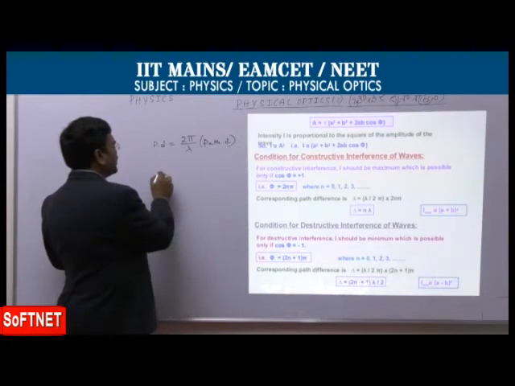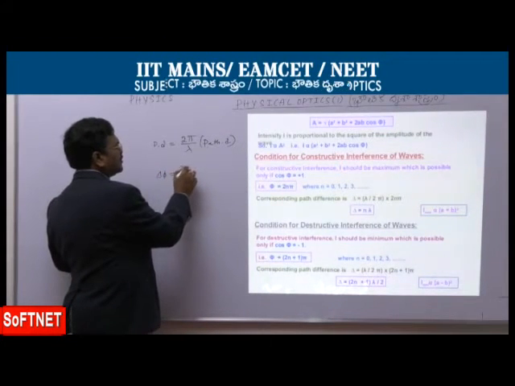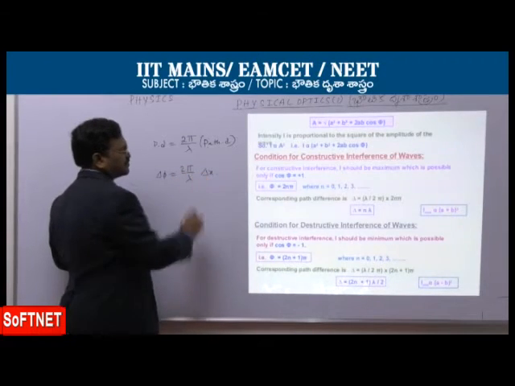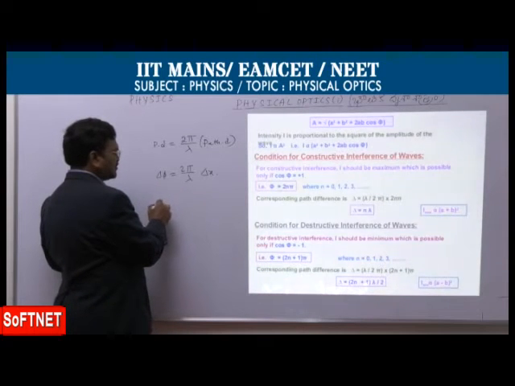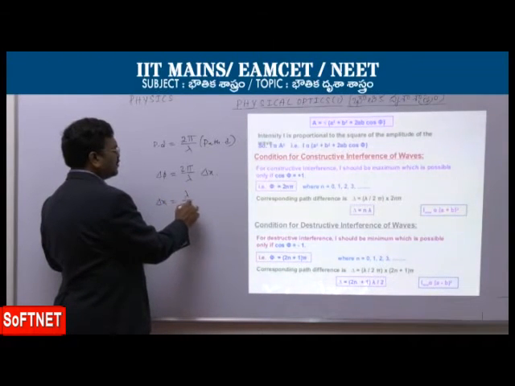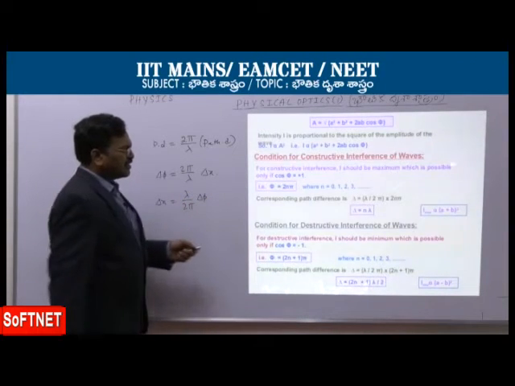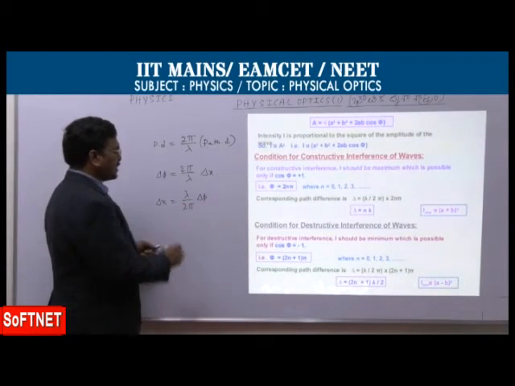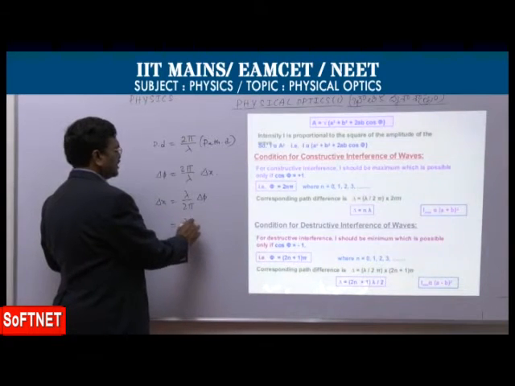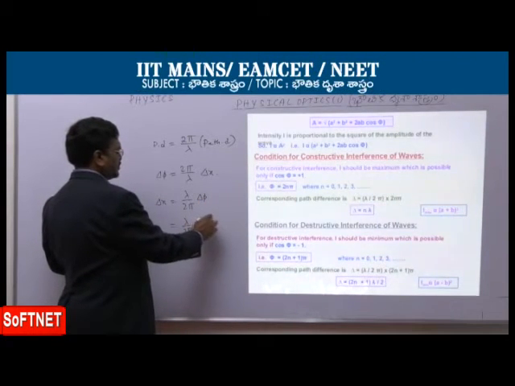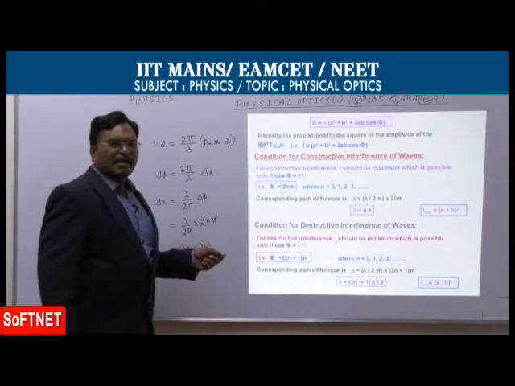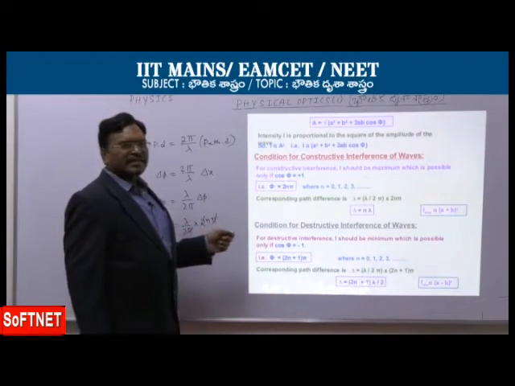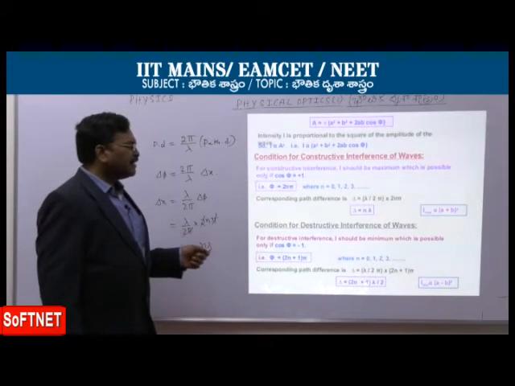Now, Δφ is equal to 2π by λ into Δx, the path difference. The phase difference we have is 2nπ. So from this, Δx is equal to λ by 2π into Δφ, which is λ by 2π into 2nπ. The 2π gets cancelled, so Δx is equal to nλ. If the path difference is nλ, we get constructive interference, intensity is maximum, and a bright band will form.